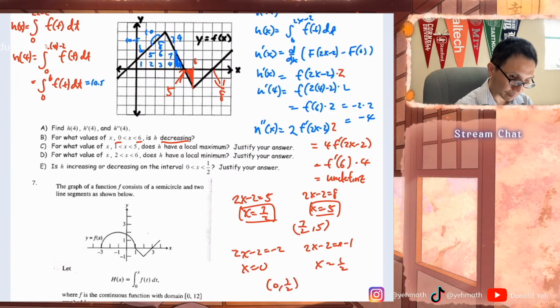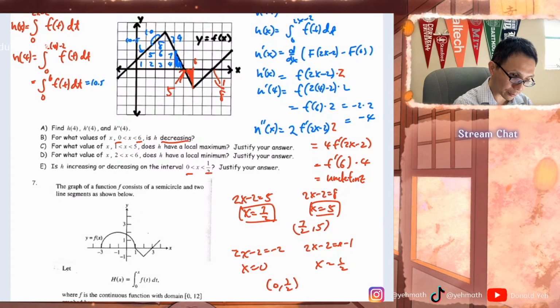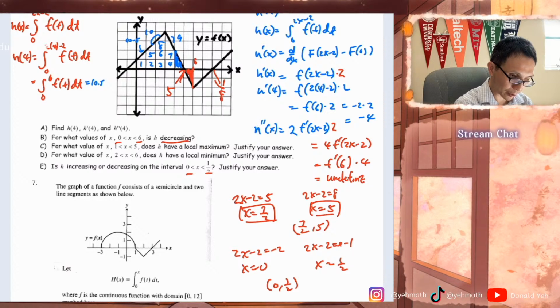So there's 2 values here. But that also answers part E too, because it's between 0 to 1/2, that's going to be decreasing.